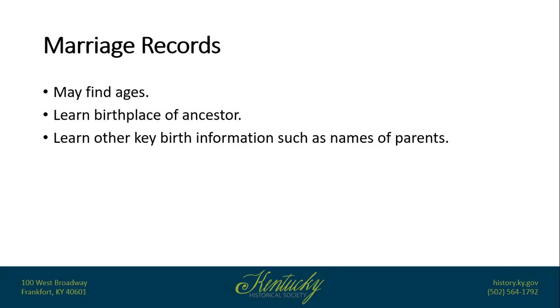In marriage records, you might learn the ages of your ancestors when they were getting married. And then once again, you can do math and maybe figure out an approximate birth date. You might learn the birthplace of your ancestor, or at least where they were living at the time of marriage, and you could potentially look at that as the potential birthplace. You could also learn other key birth information, such as the names of parents, or certain witnesses who might be relatives of some sort.